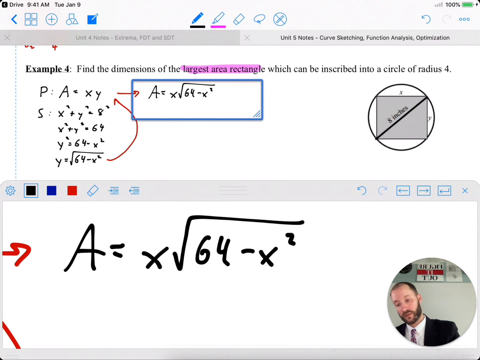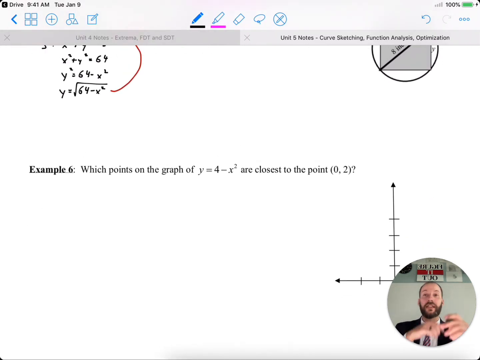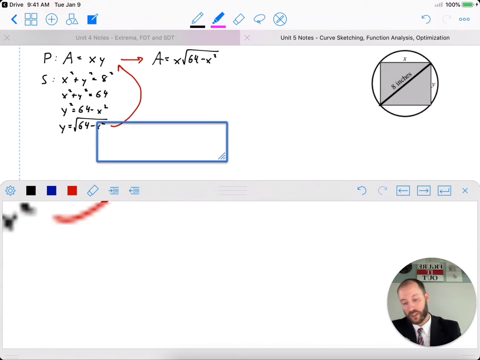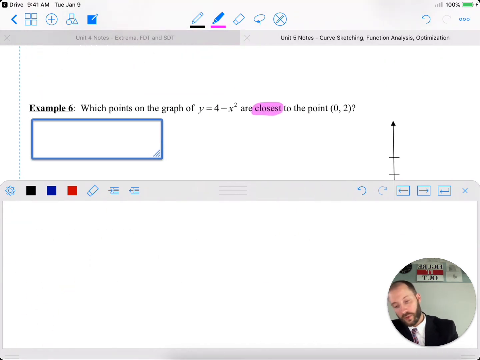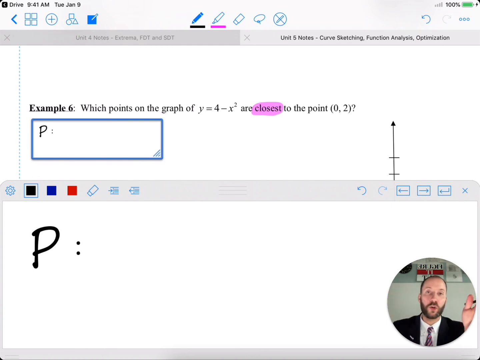Example 6. Kind of the setup here. Which points on the graph of y equals 4 minus x squared are closest to the point (0, 2)? We want to find how close something is. We're going to be optimizing, specifically minimizing, a distance formula.